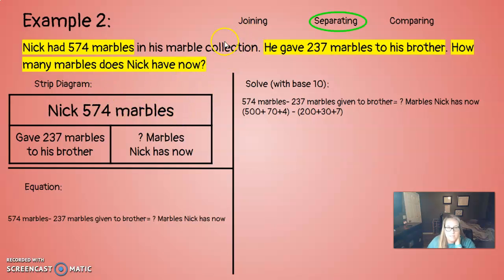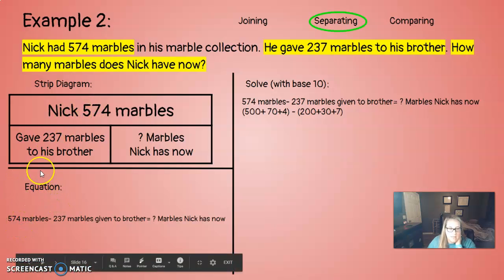So I'm going to create my strip diagram. With my strip diagram, I know that my total was 574. And I know that he gave 237 marbles to his brother. And I'm looking for how many marbles he has now. So I'm going to use my strip diagram to make my equation. With my equation, I'm going to do exactly what I just said. 574 marbles minus 237 marbles. And that's going to give me how many he has left.